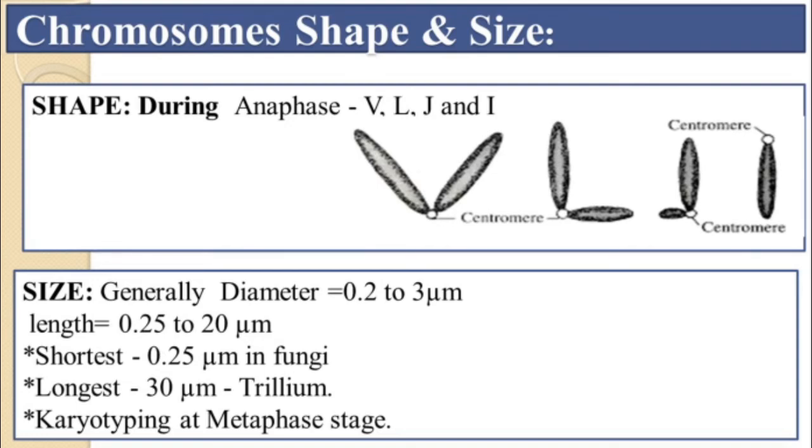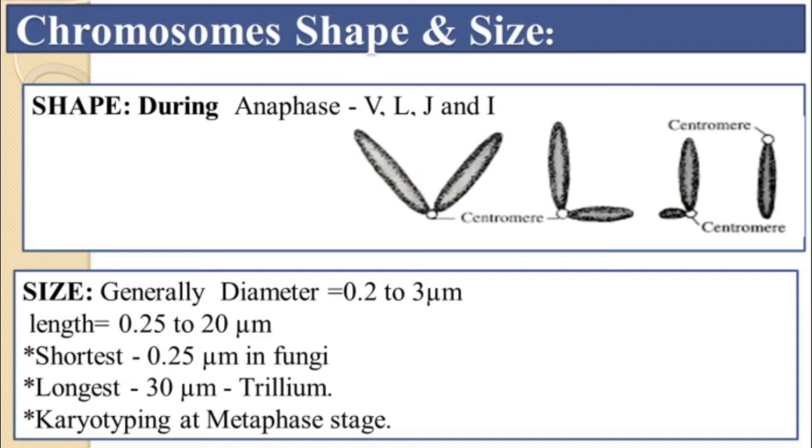And the shape depends on the location of centromere in the chromosome. And come to size. Generally, the chromosome size varies in different species. The diameter is about 0.2 to 3 micrometers. Length varies from 0.25 to 20 micrometers.